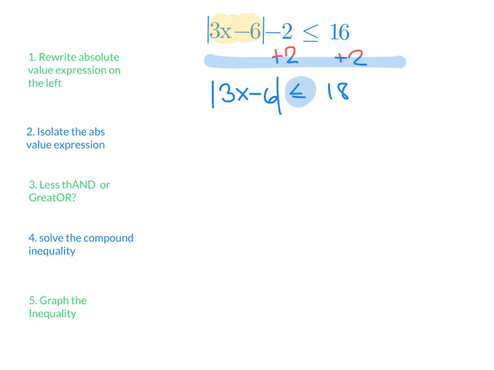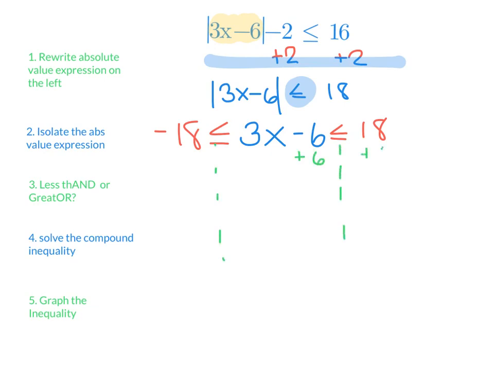So since it's less than, I make this an and, where I write the absolute value part, the 3x minus 6. Sorry, struggling with my pen here. The absolute value of 3x minus 6, this just becomes 3x minus 6 is in between 18 and negative 18. So what do I do? I'm going to add 6 in the middle, which means I add 6 on the left and the right. I'm working two separate inequalities at one time.